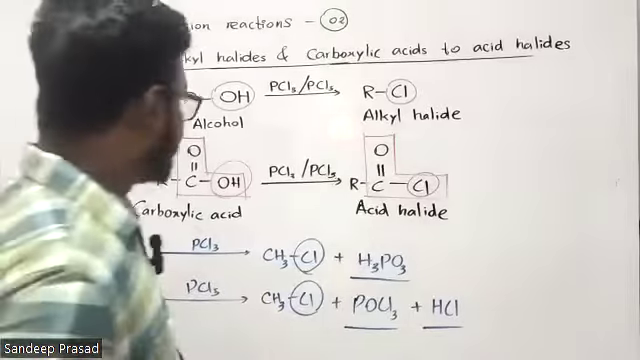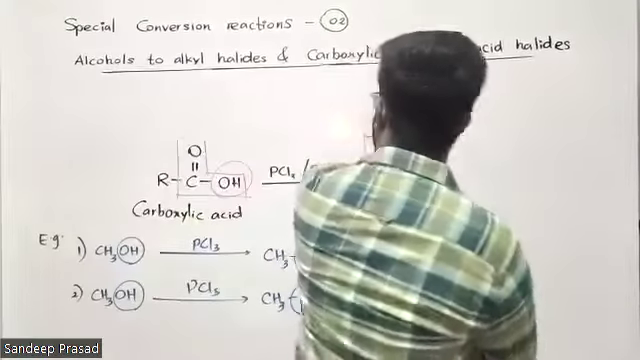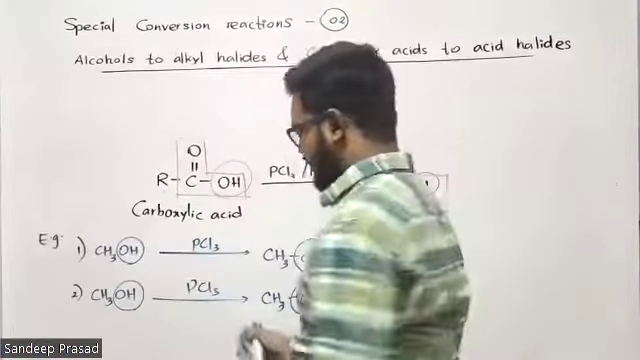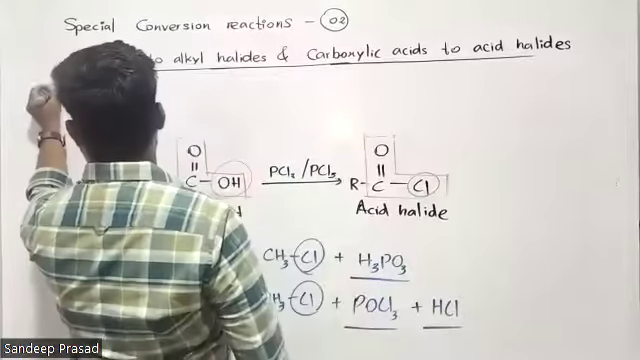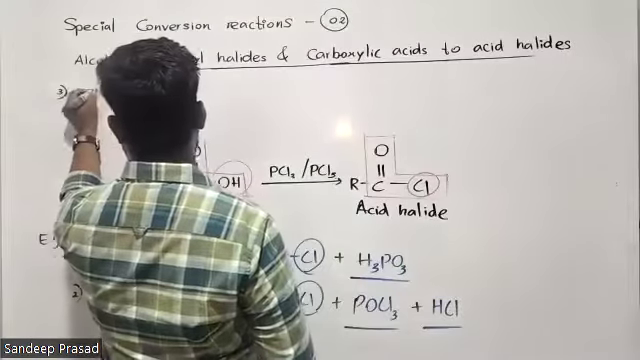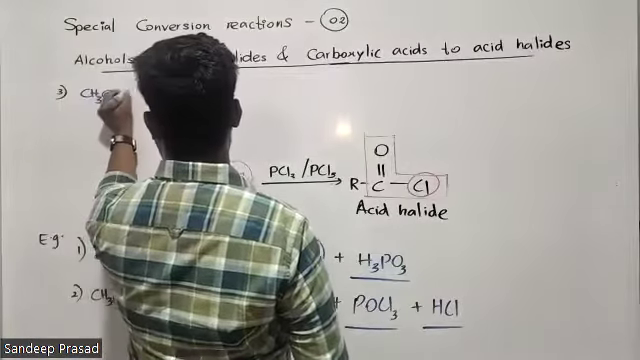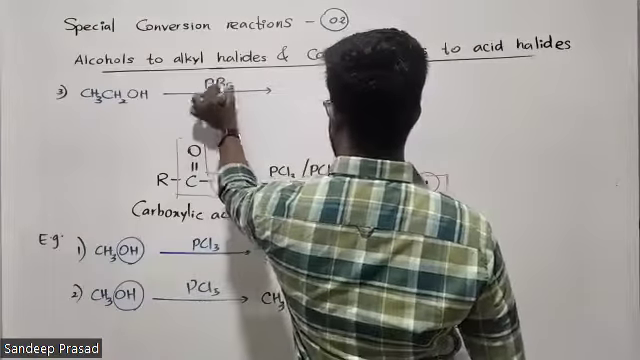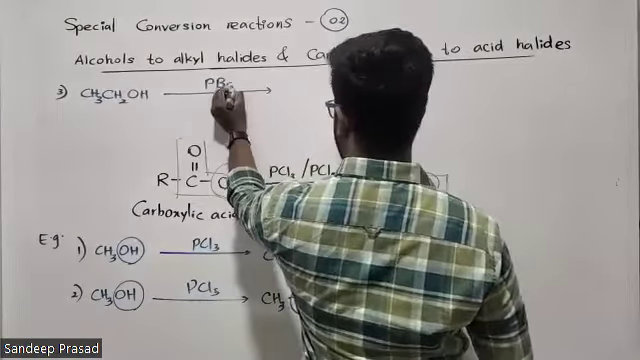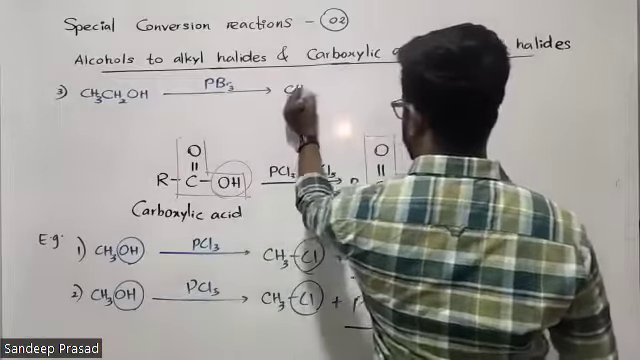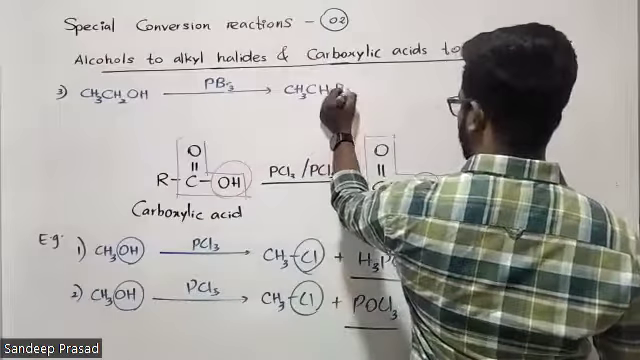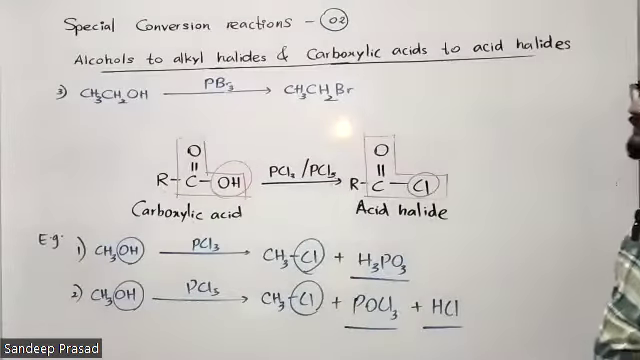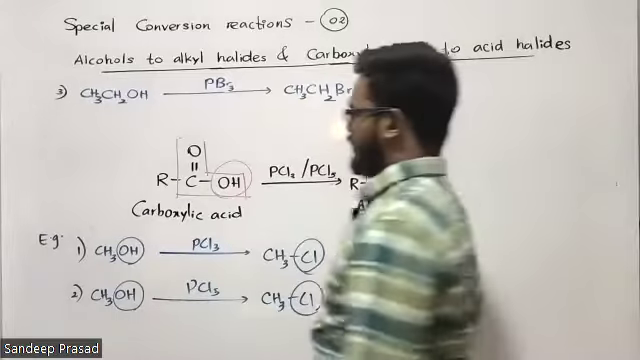Right, okay? Then the third example: CH3CH2OH, ethanol. We can add PBr3. Then what are the products? When we add PBr3, the product is CH3CH2Br. No need to write down the byproducts. Number 4.